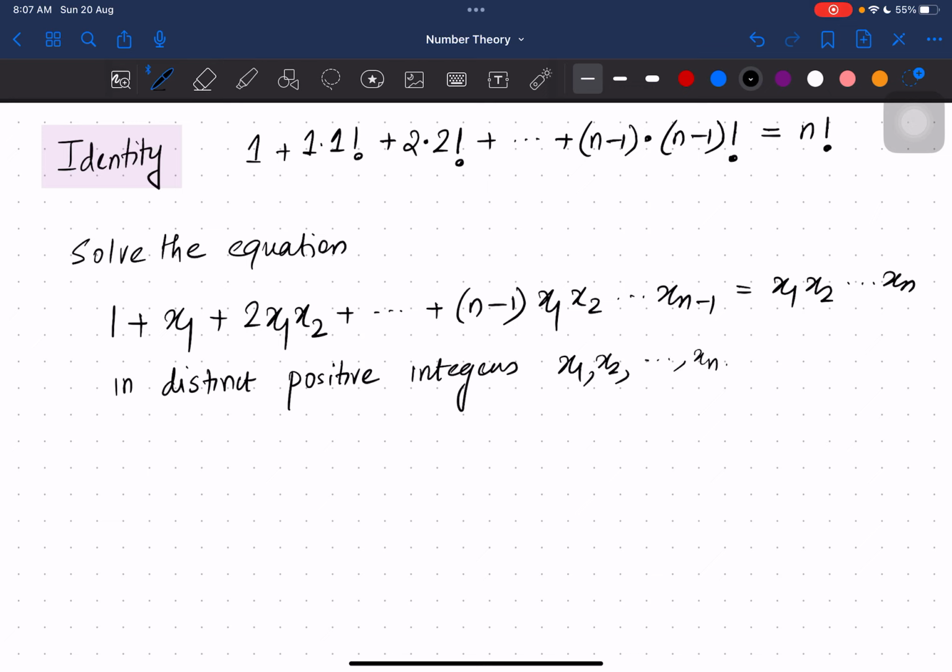So here you can already see that it is a more generalized version. So here we have 1, that is the same. Here we have product of 1, product of 2 up to product of n minus 1. So that is 2 factorial, n minus 1 factorial, and here it is product of n terms, that is n factorial. Okay, so let us try to solve this more general equation.